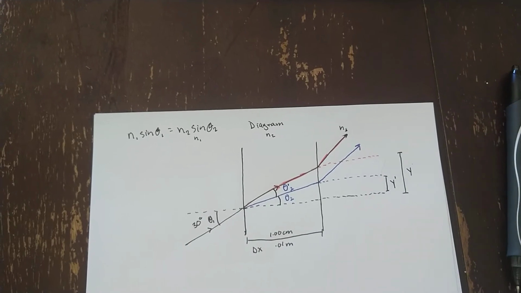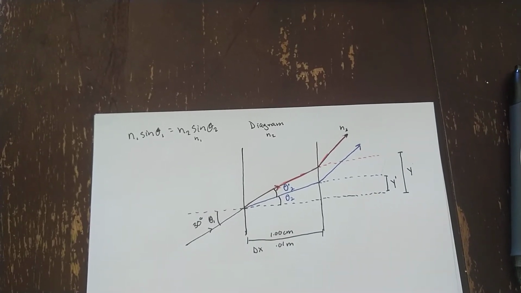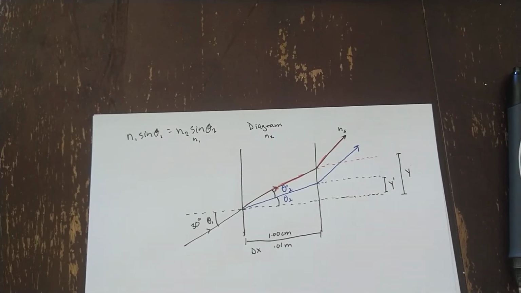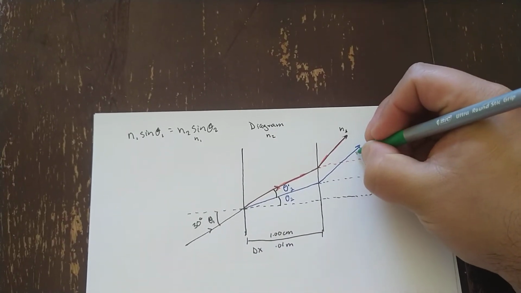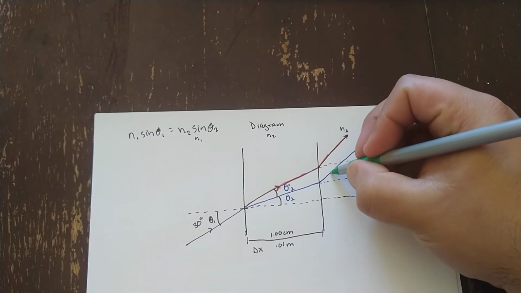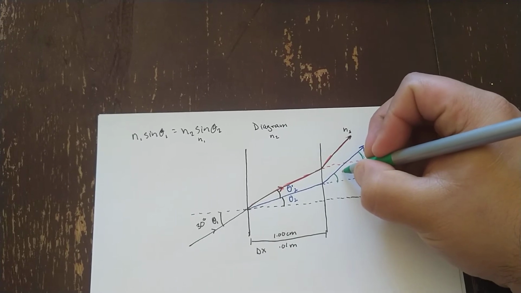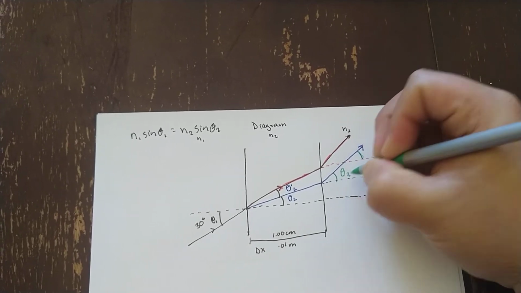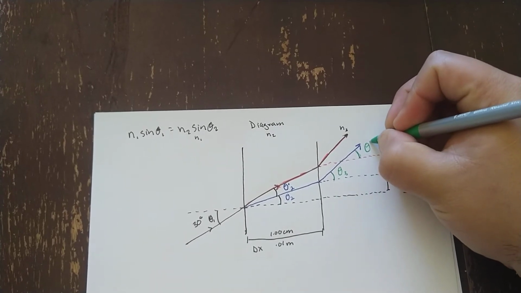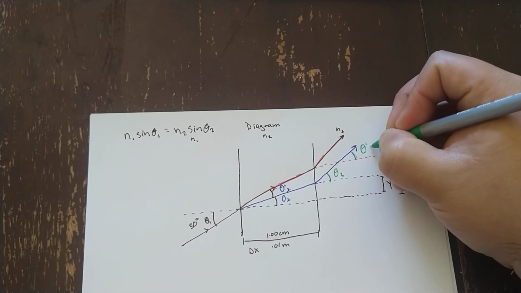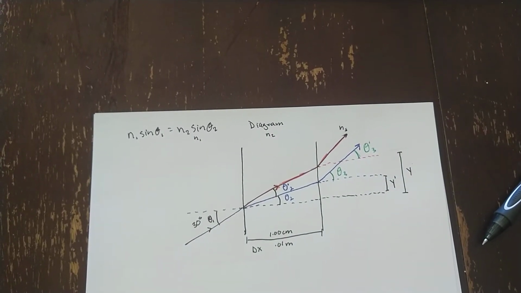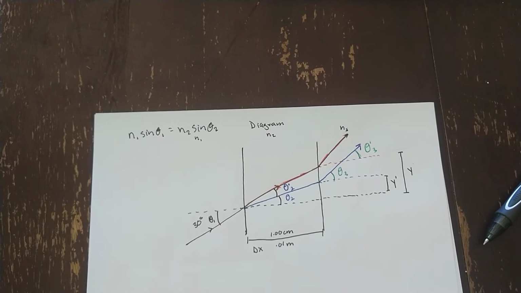Now that we've got some more of this information set up, we're going to have to denote some things a little better here. So this angle right here, and then this angle, we're going to call this one theta 3, and we're going to call this one theta prime of 3. Okay, that looks like a pretty good diagram so far.